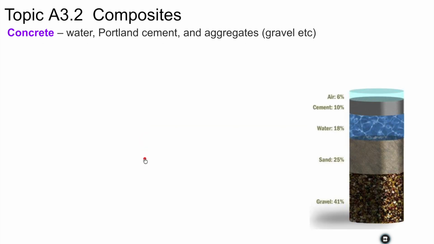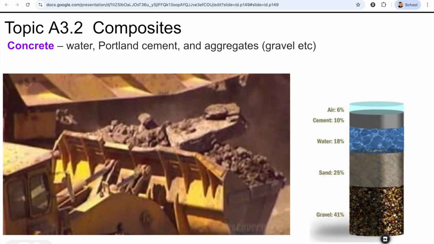So one of the first composites that you should definitely know is concrete, and concrete is a mixture of water, Portland cement, and aggregates, which is, for instance, sand and gravel. And you can see that this is basically the mix of cement and concrete. And concrete's used in a lot of different products, and it's a composite material. There's a video here that you can watch about concrete.